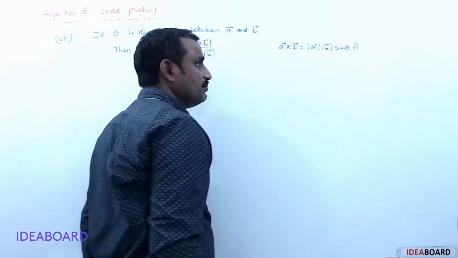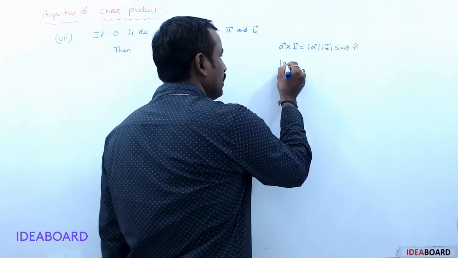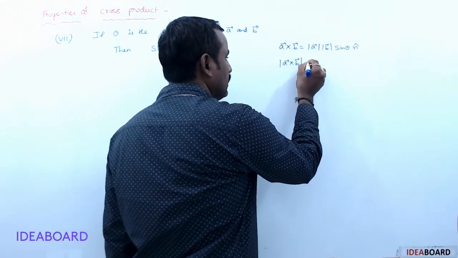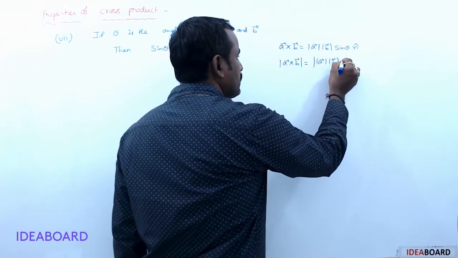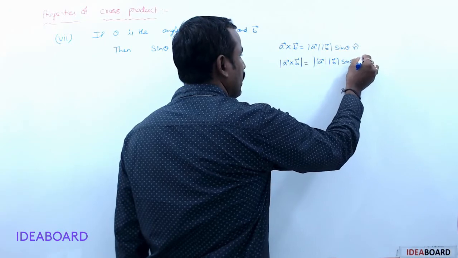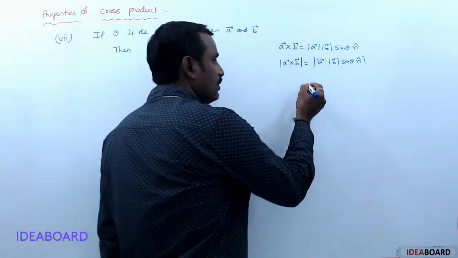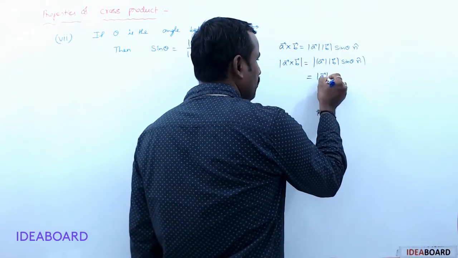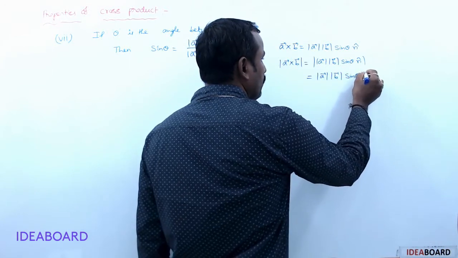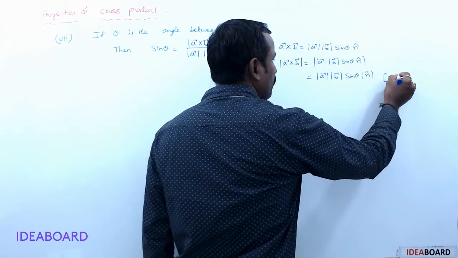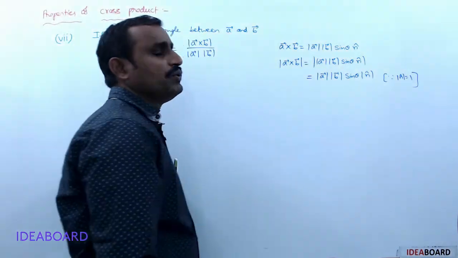So now taking modulus on both sides, modulus of A bar cross B bar is equal to the whole magnitude of magnitude of A bar, magnitude of B bar, sin theta, n cap. When you apply modulus separately, you get modulus of A bar, modulus of B bar, sin theta into magnitude of n cap, where the magnitude of n cap becomes 1 because it is a unit vector.